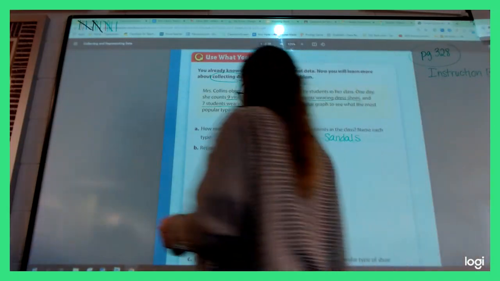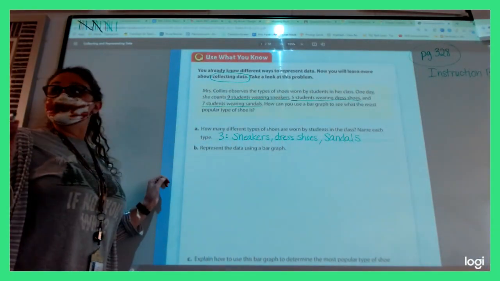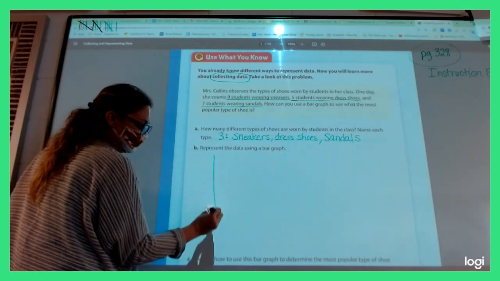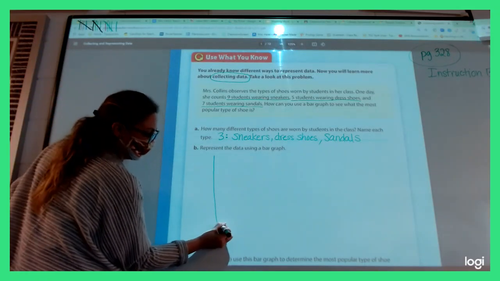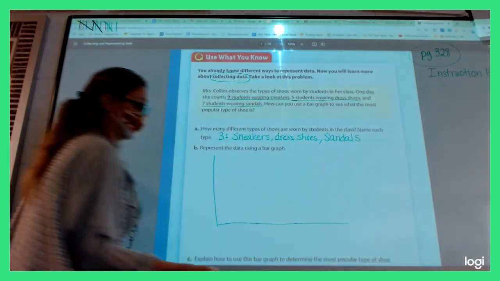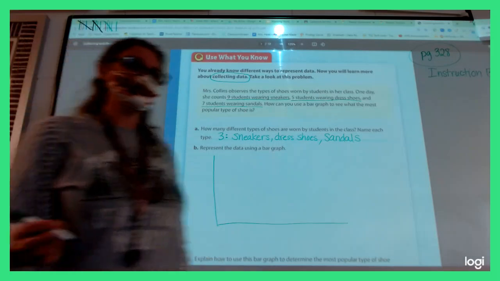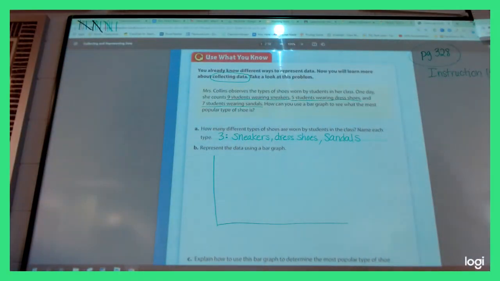So let's do this together. But this time, instead of just a line at the bottom, it's kind of like an L. So start a line down the top, and then stop and make a line across the bottom. You need to make sure you've got space for labels and numbers at the top and the bottom. So that is step 1 to a bar graph.